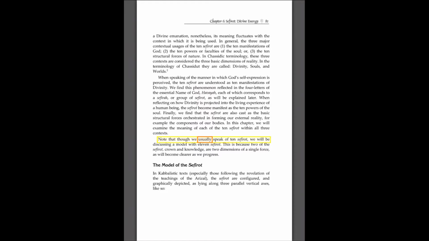Note that though we usually speak of ten Sephirot, we will be discussing a model with eleven Sephirot. This is because two of the Sephirot, crown and knowledge, are two dimensions of a single force, as will become clearer as we progress. In Kabbalistic texts, especially those following the revelation of the teachings of the Arizal, the Sephirot are configured, and graphically depicted, as lying along three parallel vertical axes, like so.